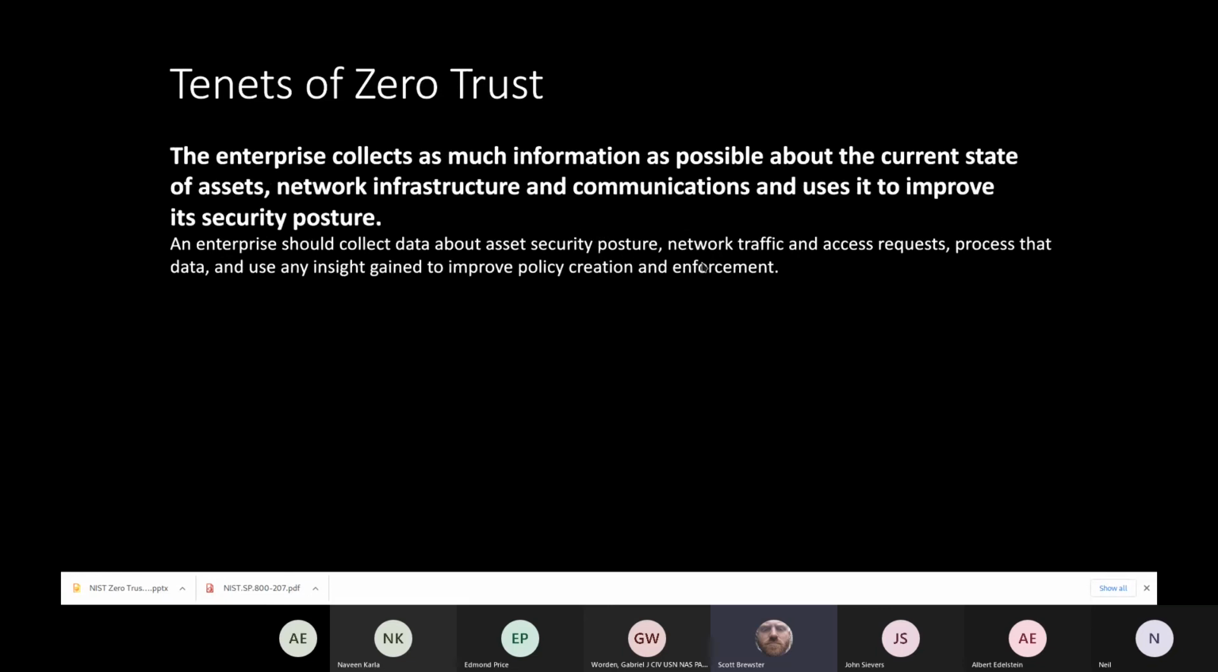Enterprise collects as much information as possible about the current state of assets, network infrastructure, and communication, and uses it to improve its security posture. An enterprise should collect data about asset security posture, network traffic, and access requests, process that data, and use any insight gained to improve policy creation and enforcement.